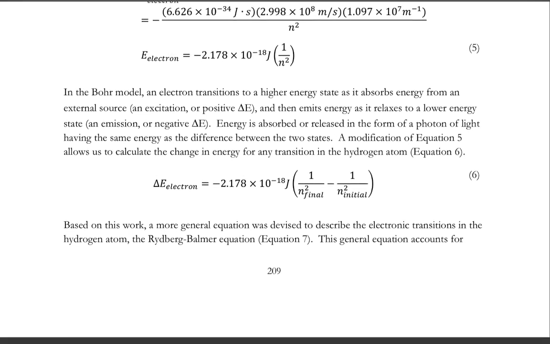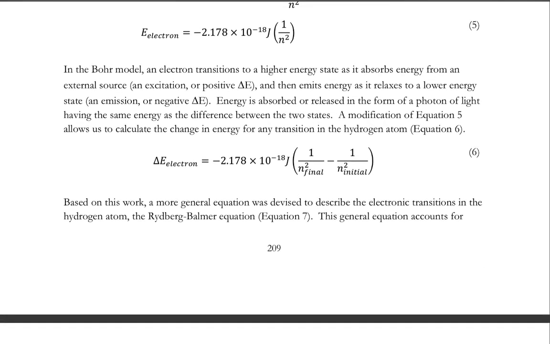So Bohr's other equation, equation 6, describes the transition energy of the electron. So delta E would be the energy gap when an electron makes a transition up, arrow up, if energy is absorbed by the atom, or makes a transition down, arrow down, if energy is given off by the atom. So that delta E equation is negative 2.178 times 10 to the minus 18 joules times 1 over n final squared minus 1 over n initial squared. So if we have those n final and initial values, we can calculate the energy involved in that transition.